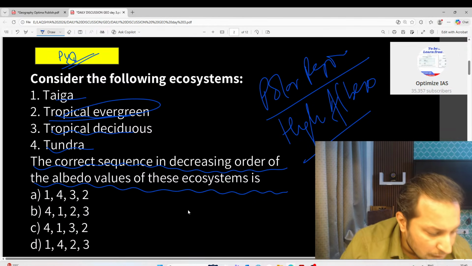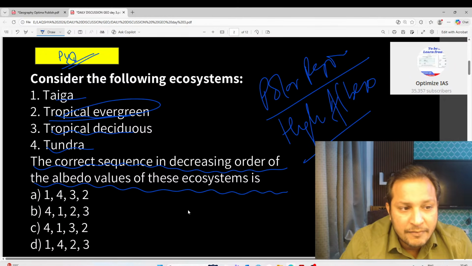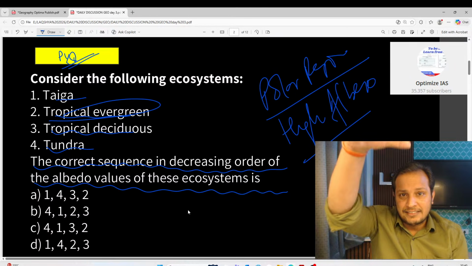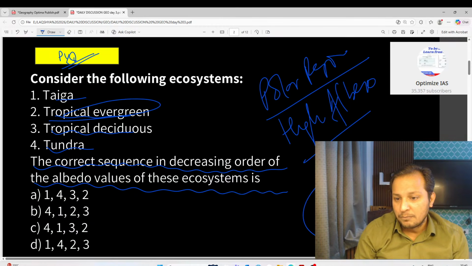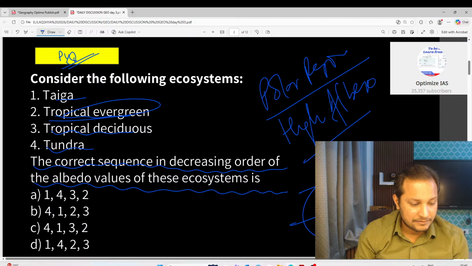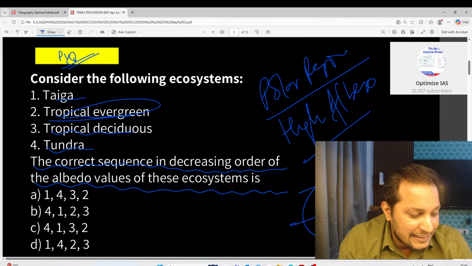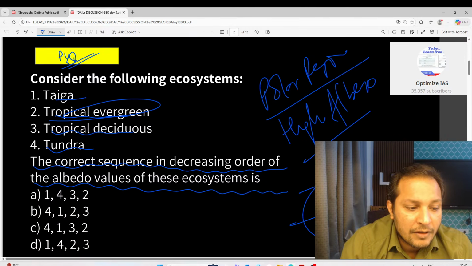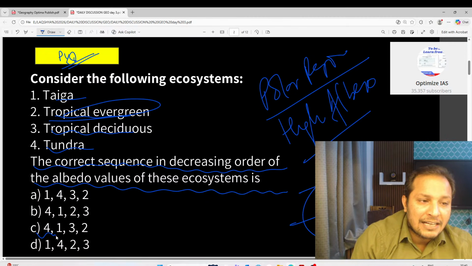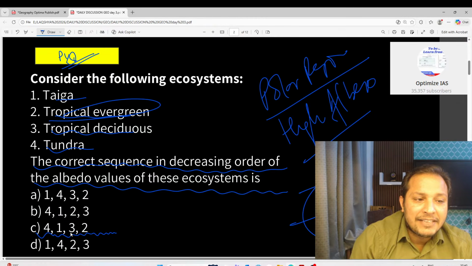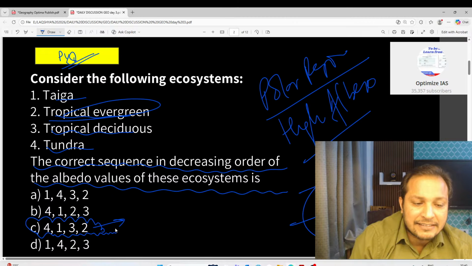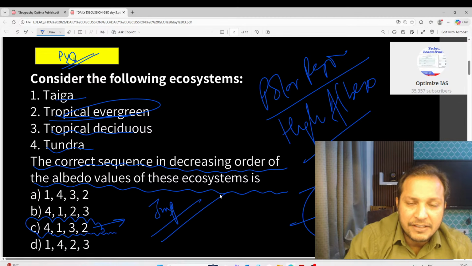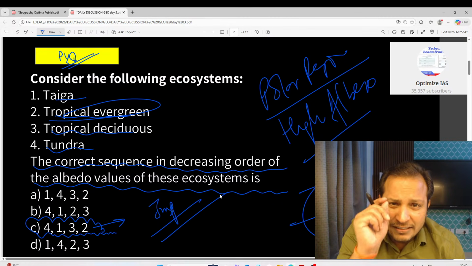Okay. What should be the answer, guys? Polar regions will be the highest and the equator will be the lowest. Option C. Most of you are saying option C. Very good. Option C, guys: tundra, taiga, then tropical deciduous and then tropical evergreen. Is this clear, guys? First question is clear. Everyone, guys, albedo is clear or not? It's a very important concept.